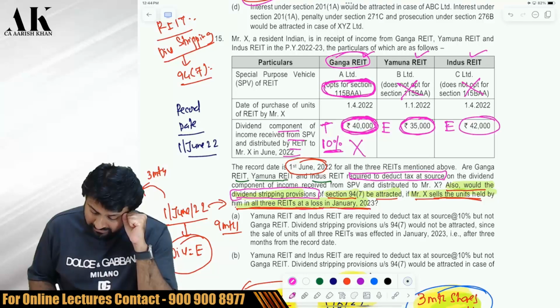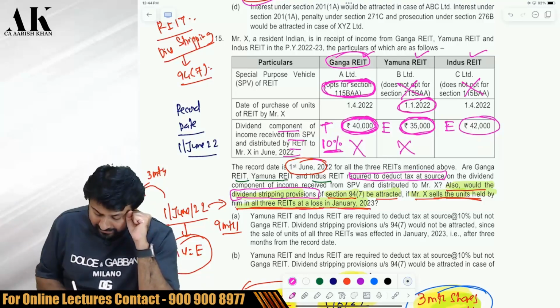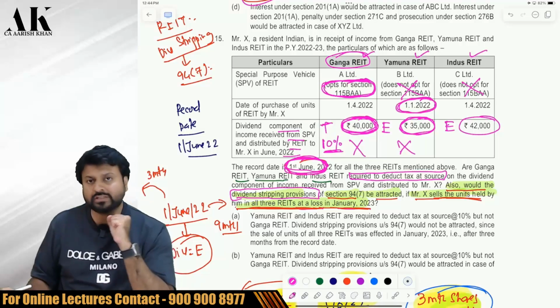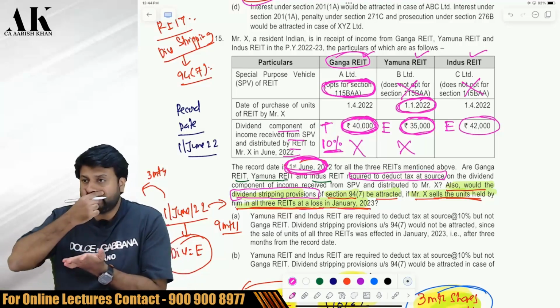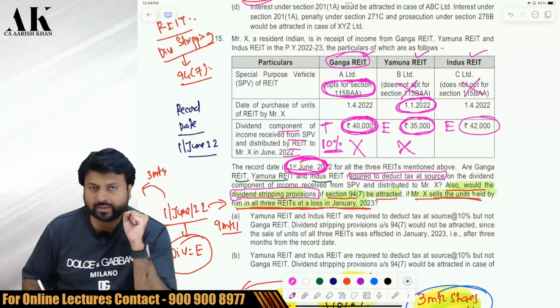In Yamuna also, dividend stripping will not apply. Why, sir? Because the units were purchased 5 months prior to the record date. Check. The record date is June 22 and you have purchased the units in Jan 22. Dividend stripping is applicable only if you purchase within 3 months prior to the record date. So here also dividend stripping is not applicable.